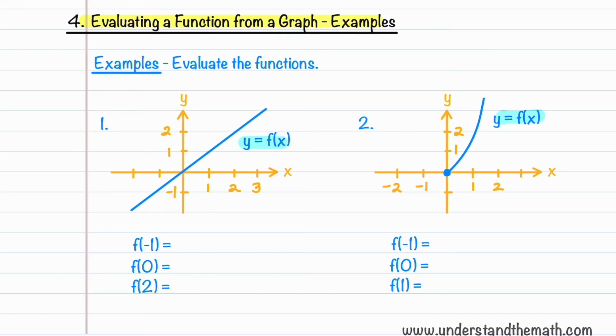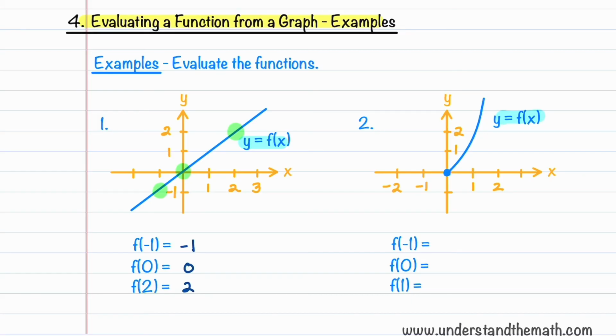If we locate x is negative 1, we go down vertically and we can locate the y value. That y value is negative 1. Our next point is x is 0, and you can see that f of 0, or y, is equal to 0. And then lastly, f of 2 is located here, and it's equal to 2.